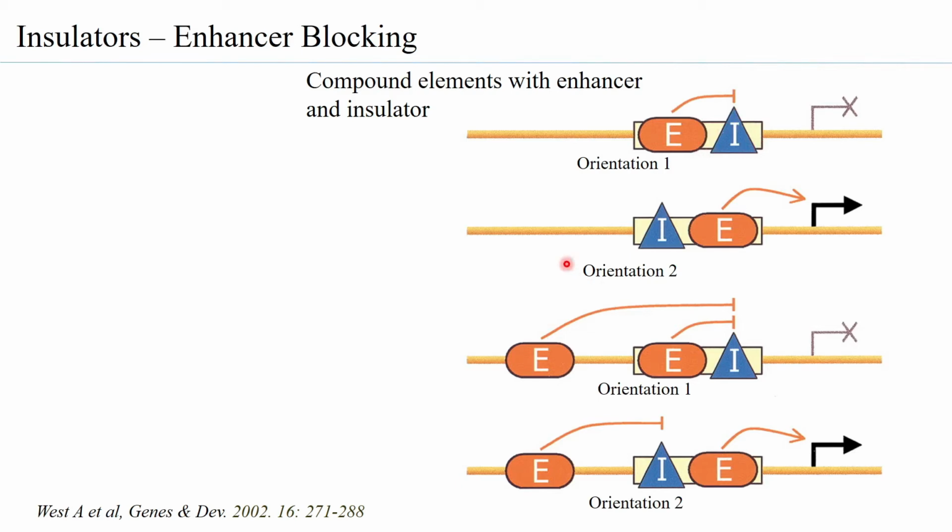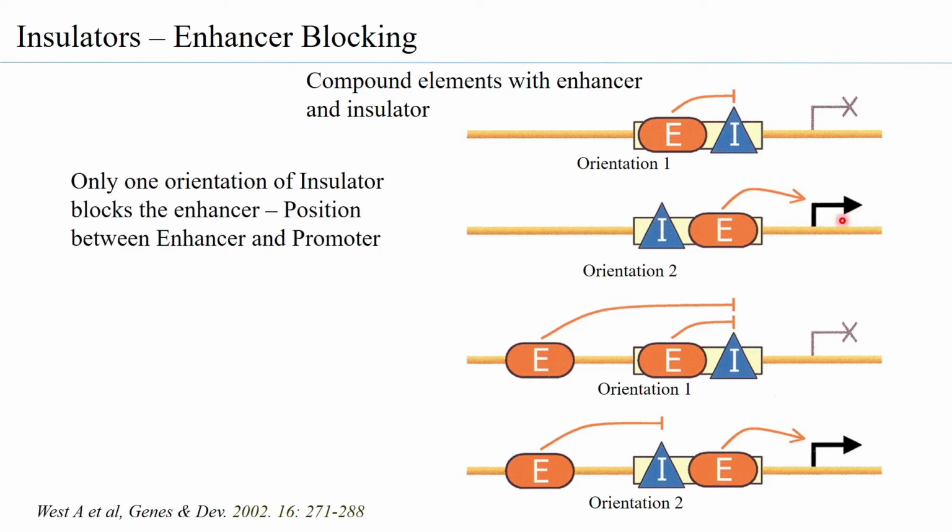But when the orientation is such that between the enhancer and the promoter you don't have an insulator region, even if the insulator region is present, it is not able to block the enhancer activity. So this is again an example of how the position of the insulator is important to decide whether it can block the enhancer activity or not.